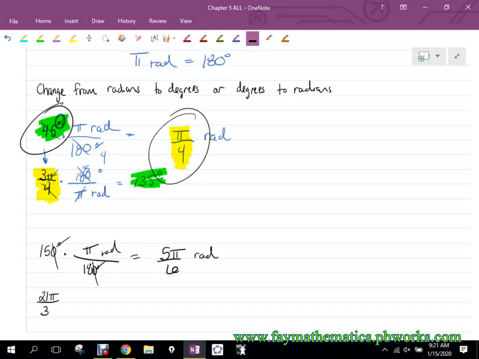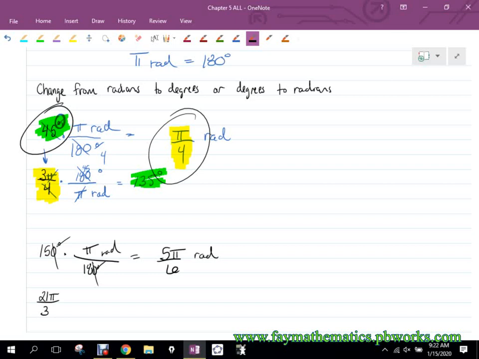So if we don't have them memorized in 2 to 3 weeks from now, this process is always the route you want to go. You always have this conversion ability as kind of your safety net to go from degrees to radians or radians to degrees.